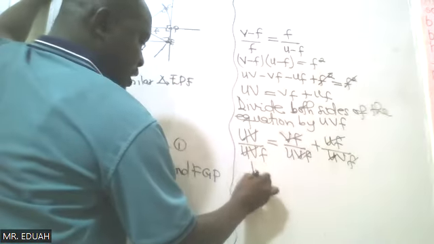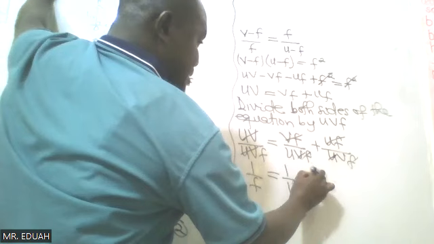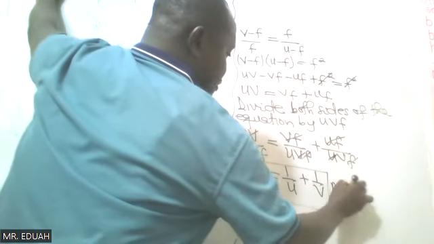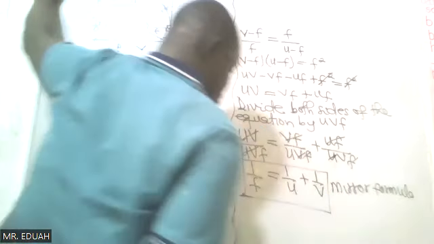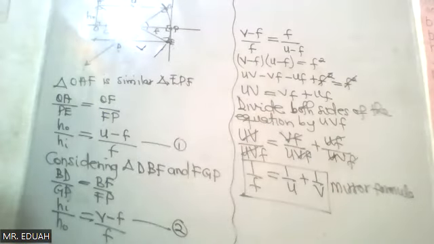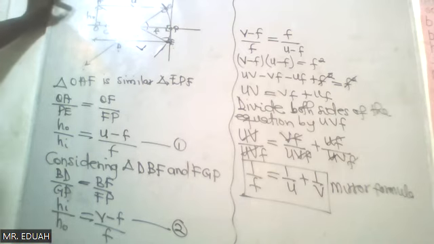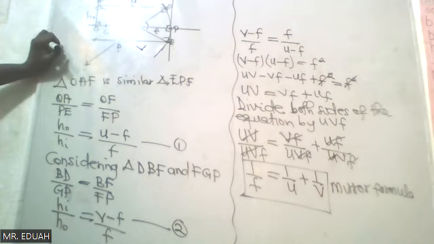So you have 1 on F equal to 1 on U plus 1 on V as the mirror formula or equation, where F is equal to the focal length of the mirror, U is equal to the object distance, and V is equal to the image distance. So no matter where you place the objects, you can derive the mirror equation or formula.